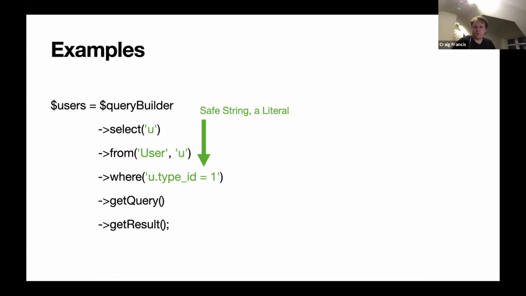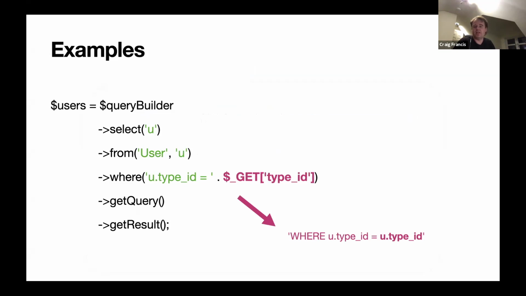So in this case, what we're looking at is there's a string here and it is a literal. And now by editing it, we've introduced an unsafe string. We've added something from an external source, in this case, the GET parameter type ID. And that example I showed you in the screenshot, that's the string it ended up creating. It was where u.type_id equals u.type_id, which is always true.